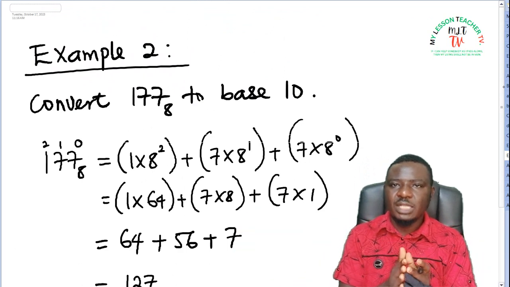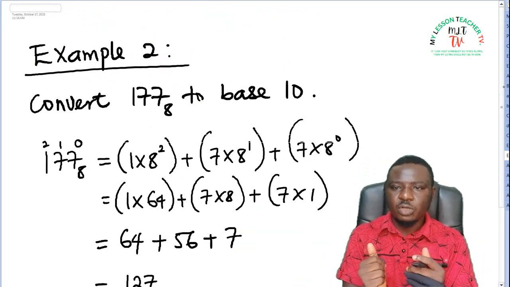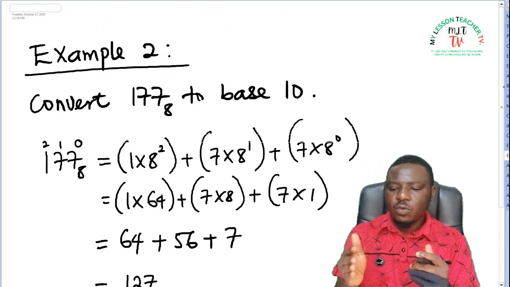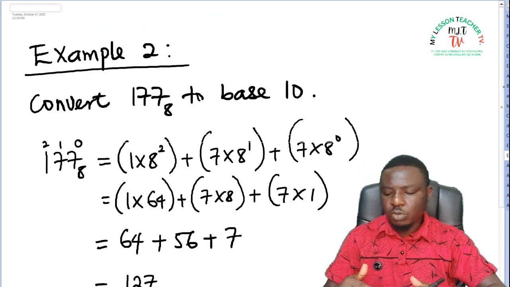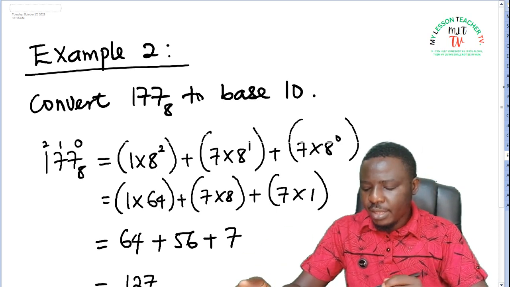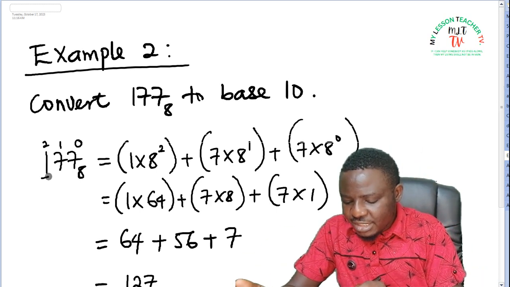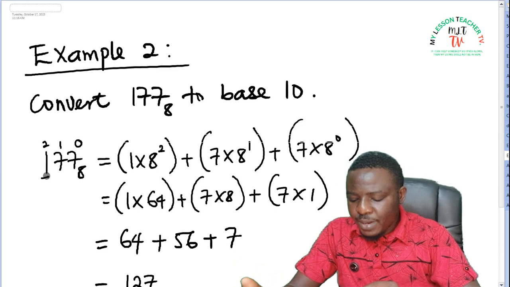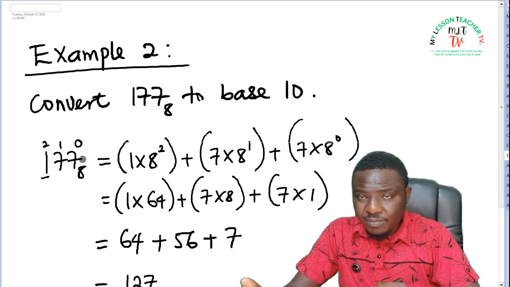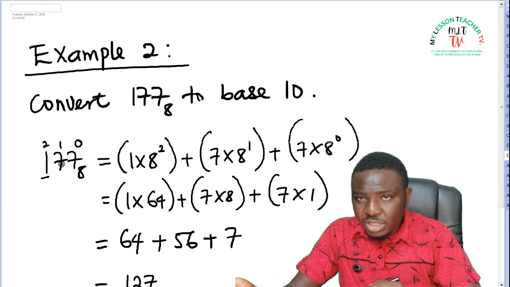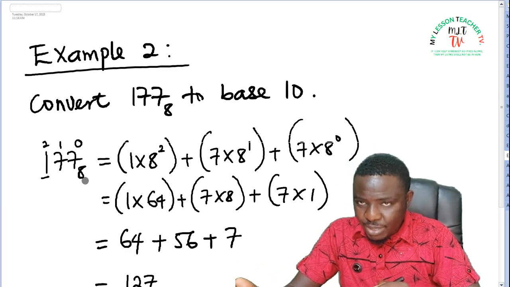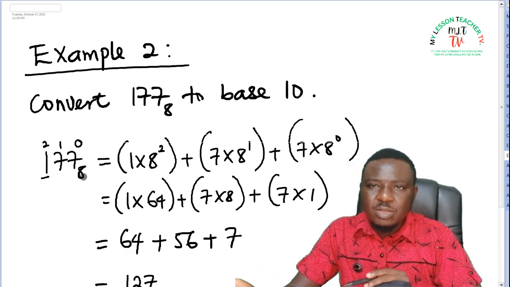Remember, I told you that I'm going to give you a second method on how to convert from other bases to base 10 without using the expansion method. Now, this is what you do. Beginning from the first digit, multiply the first digit by the base, add it to the second digit, multiply it by the base, and add the third digit.